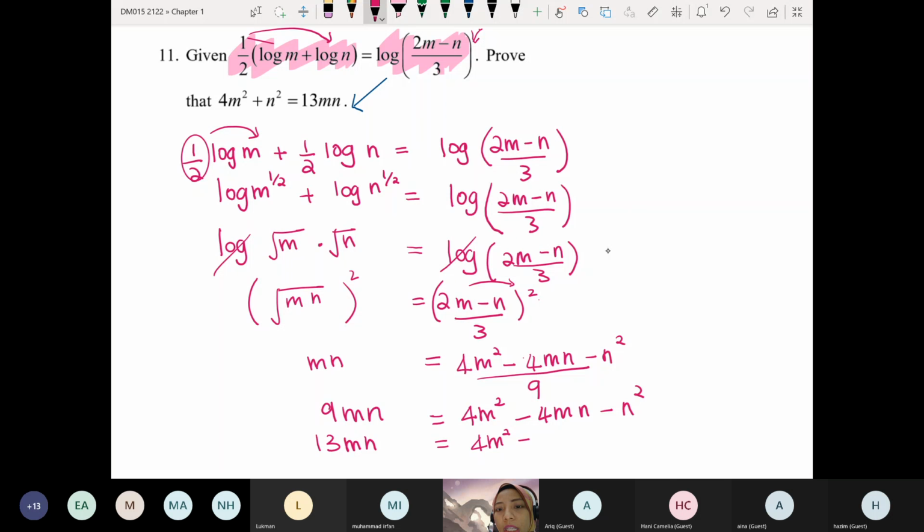So yes, this is your final answer. Since the question wants you to prove, you write down proven. Okay, students, is it clear to you? Yes, madam.